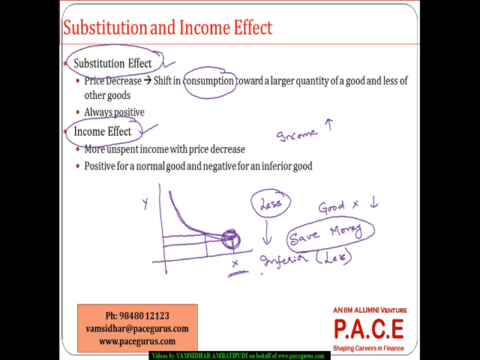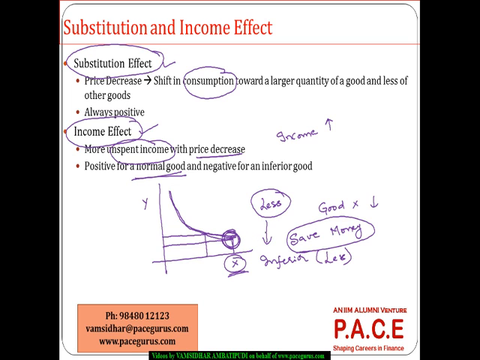Instead of consuming more of X, he'll try to consume less of it, because this is an inferior good, and because he is left with more and more money, he'll try to consume more of Y. But if it is a normal good, with that additional money which he has saved, he can very well go on consuming more and more of X, because there is unspent income, saving money that has occurred because of the price decrease. And if it is a normal good, that income effect is positive, which means he can still consume more and more of X.